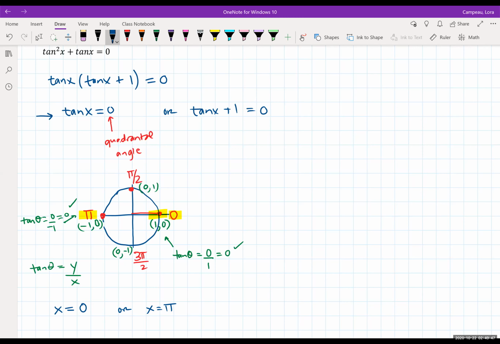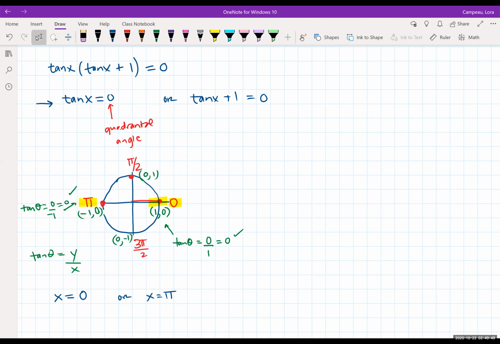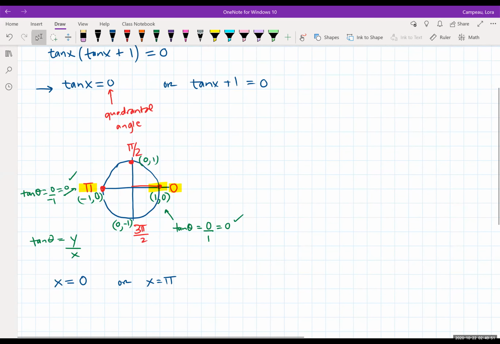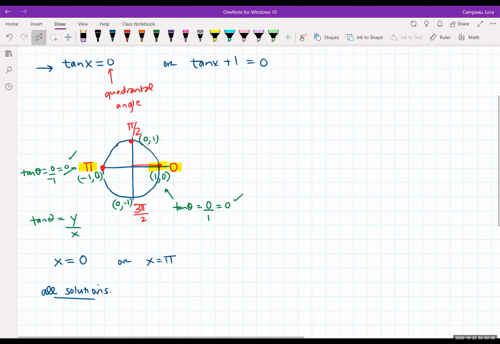Now, a lot of times it's helpful when we're trying to find solutions of trig equations. Sometimes we can combine this into all solutions. So if we look at all the solutions, reminding ourselves that trig functions are periodic, we look at where the pictures are located. So we have x equals 0 and x equals pi. Those are the locations where the tangent is 0.